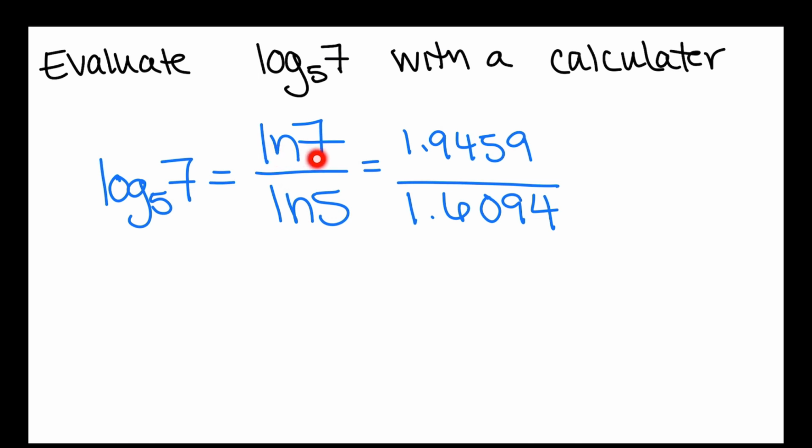I can compute natural log of 7, and I got this number from my calculator, 1.9, etc. I can compute natural log of 5, and I got a number from my calculator. If I divide those two numbers, I get approximately 1.209. So this is telling me 5 to the 1.209 is approximately equal to 7.